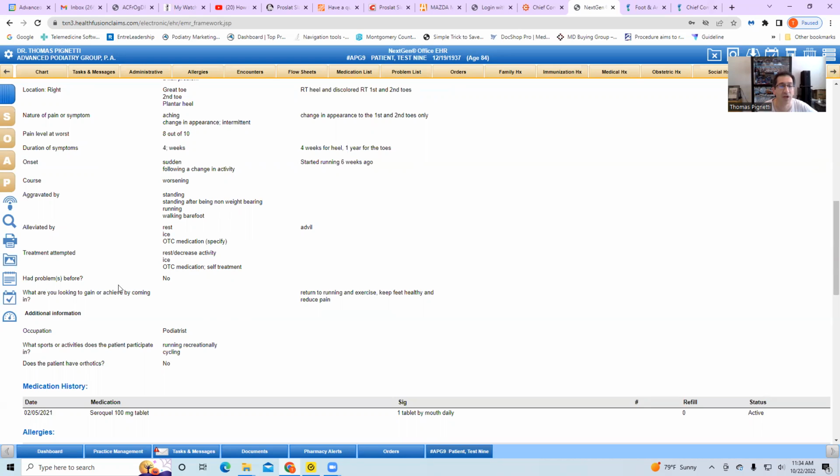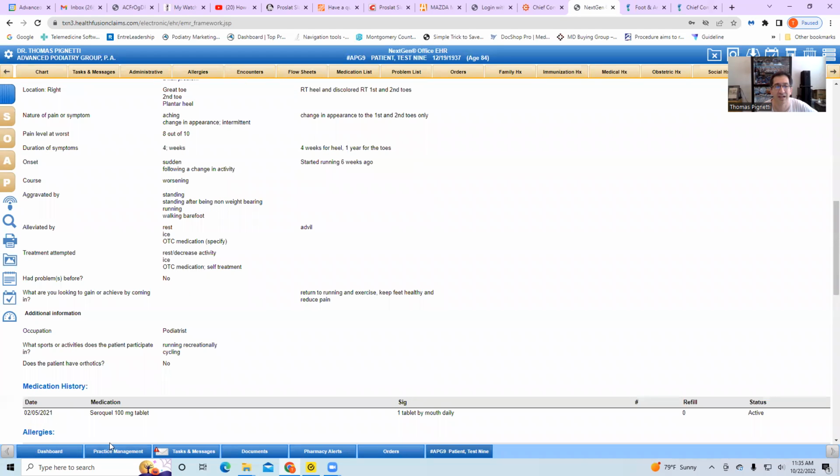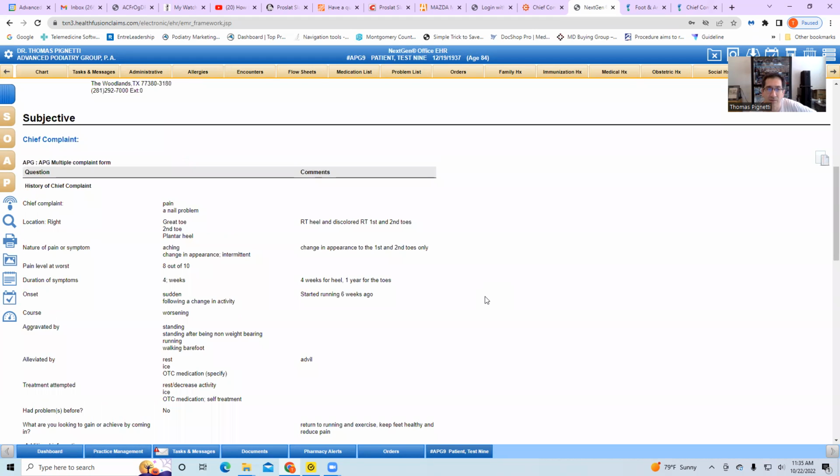Had the problem before? No. Why do you keep coming in? You're trying to run, exercise, keep feet healthy and reduce pain. Podiatrist, running recreationally, cycling. Do I have orthotics? No. And this was stuff that was in the history from the test patient. Anyway, that's it. Hopefully that makes sense.